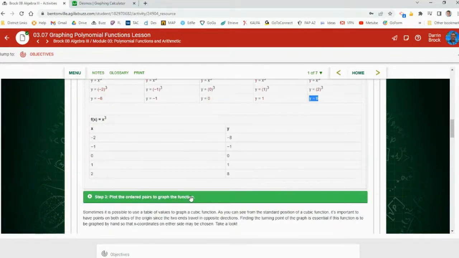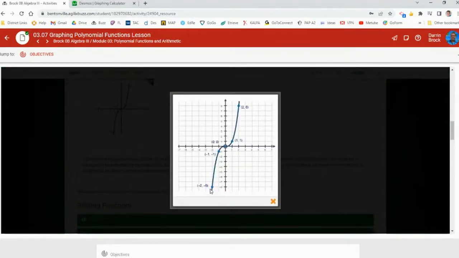You go and you plot those on the graph. There it is: -2, -8; -1, -1; 0, 0; 1, 1; 2, 8. And we connect those. That is the graph of x to the third. You should be able to do all these graphs without having to go to Desmos. It's a useful skill.